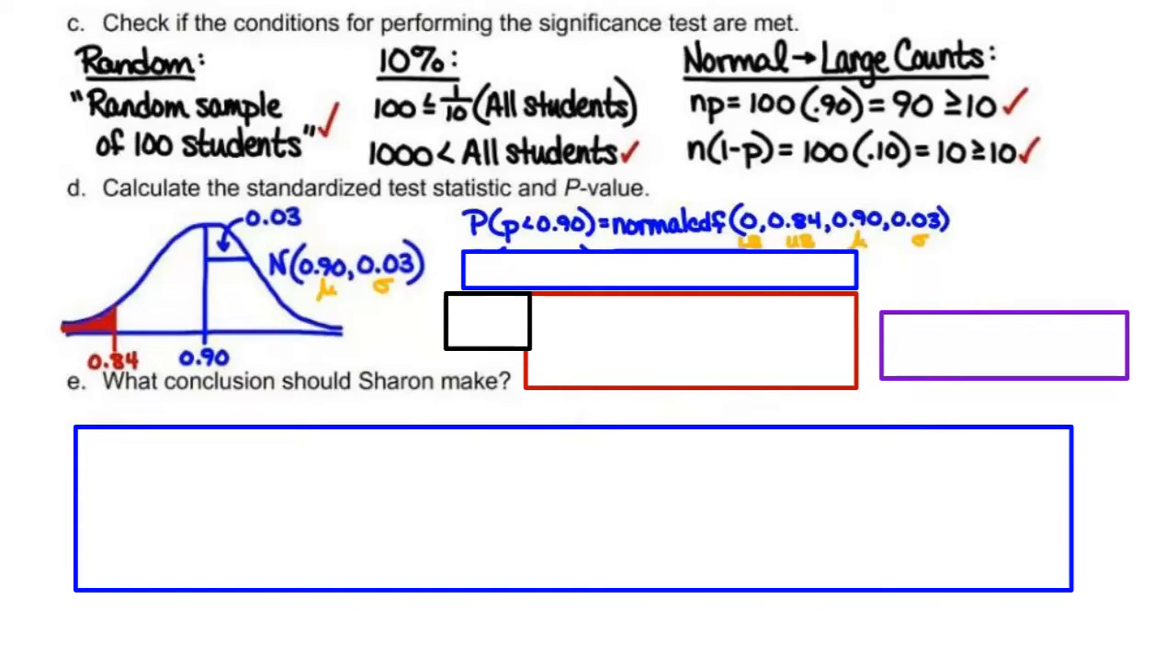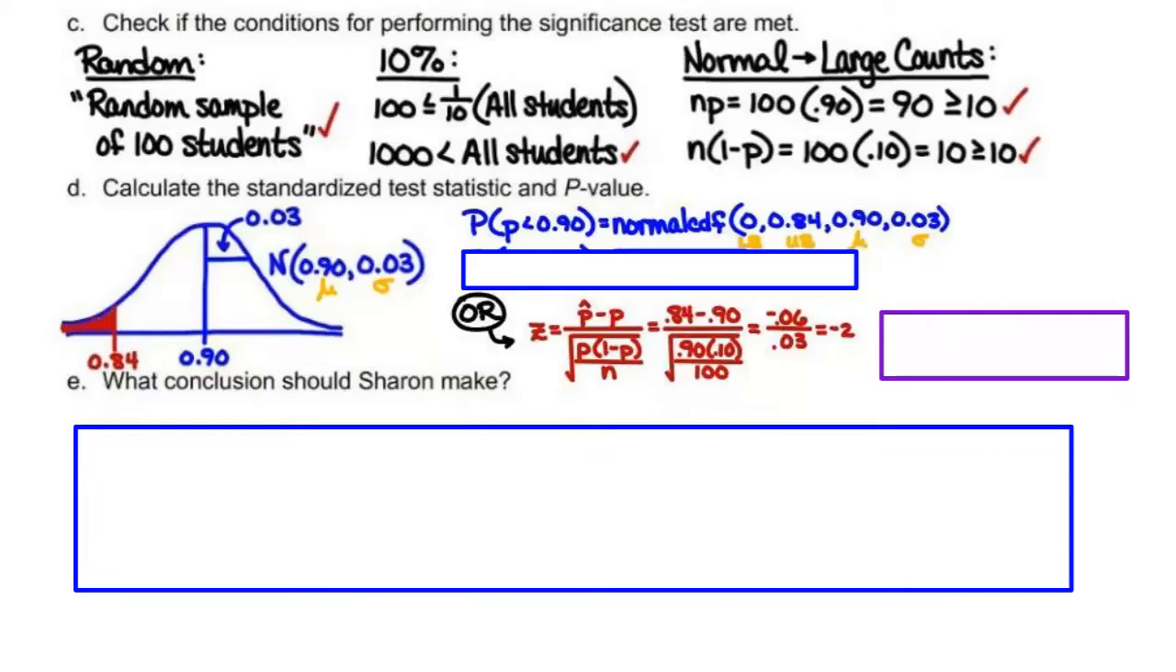You can use normal CDF, or you can find the z-score. That's our standardized test statistic. Z-score comes out to be -2. What does that mean if it has a z-score of -2? It's exactly 2 standard deviations below the mean.